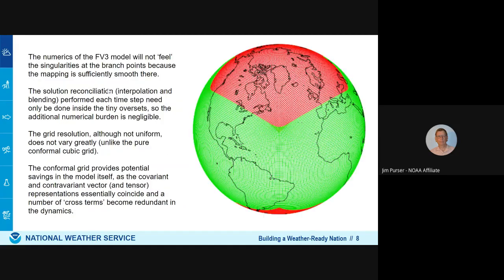So the numerics of the FV3 model will not feel the singularities at the branch points. As I said before, the mapping is sufficiently smooth there. And the solution reconciliation, interpolation, and blending performed at each time step need be done only inside the tiny oversets, so the additional numerical burden is negligible. So the grid resolution, although not uniform, does not vary greatly, unlike the pure conformal cubic grid. And the conformal grid itself provides potential saving in the model because the covariant and contravariant vector and tensor representations essentially coincide, which means that a lot of the cross terms in the dynamics will become redundant.